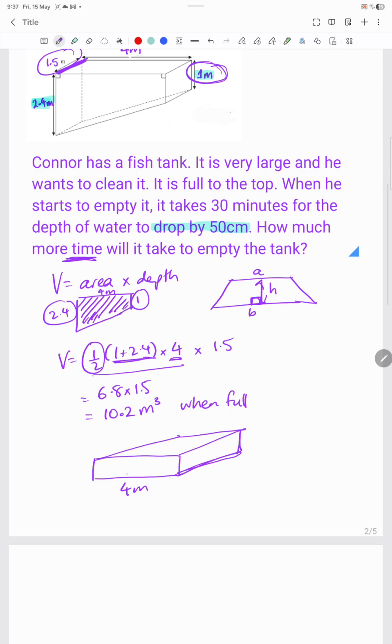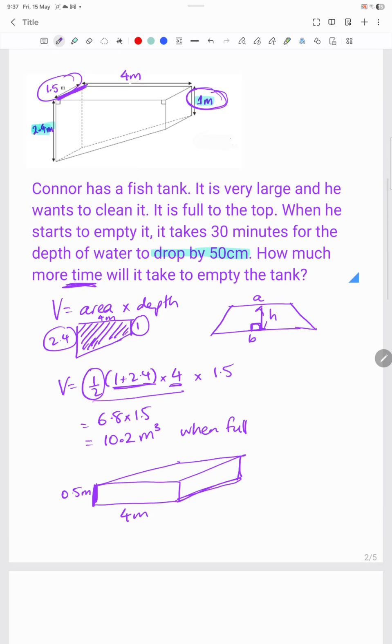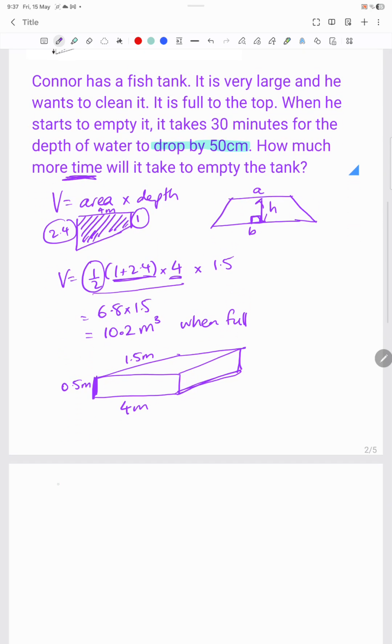So here we've got 4 meters. The depth has dropped by 0.5 meters here. The depth up and down, and then this dimension here will be 1.5 meters. So water out in 30 minutes will be 4 times 0.5 times 1.5, which is 3 cubic meters. So we're getting 3 cubic meters of water going out in 30 minutes.